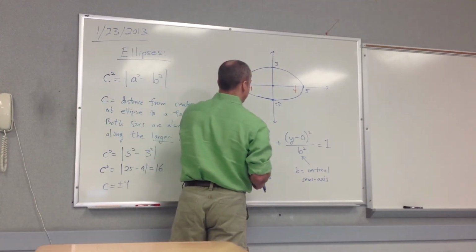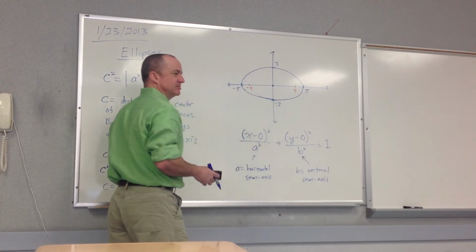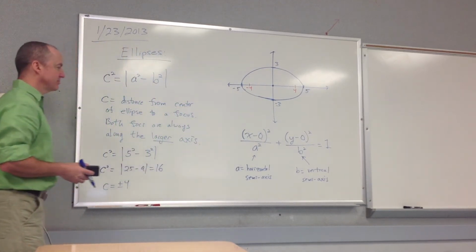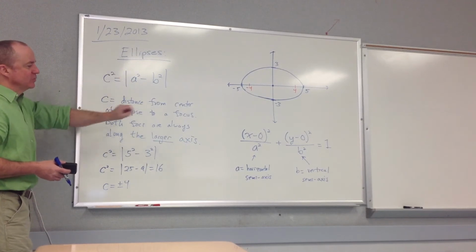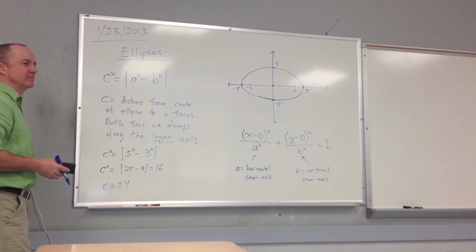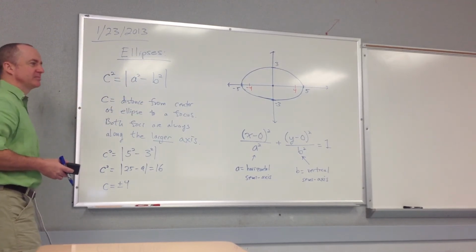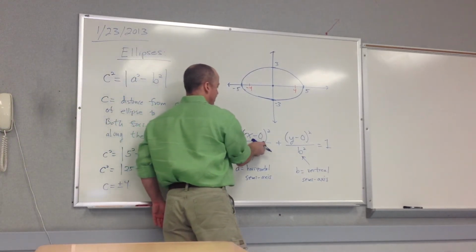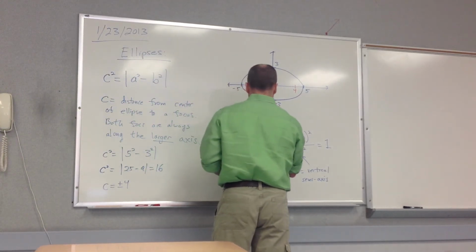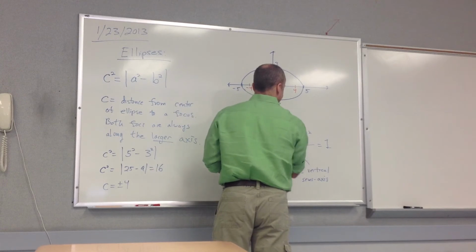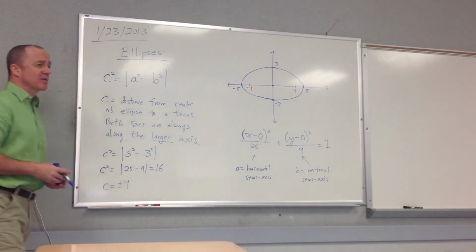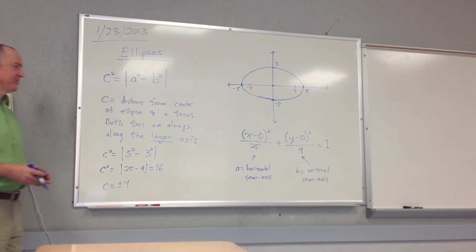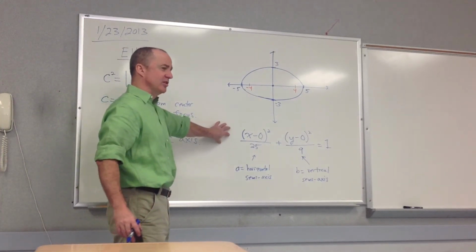What will a squared be for this particular ellipse? For this ellipse I've drawn, what will the number a squared be? 25. What will b squared be? No. 9. So you need to know this forwards and backwards. You need to look at a picture and fill in what this equation will look like.